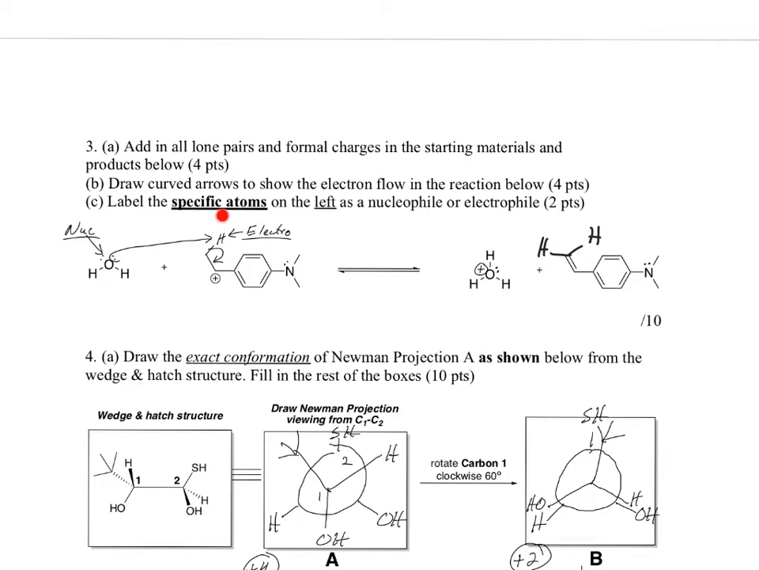And then it asks for specific atoms on the left as nucleophile or electrophile. Again, nucleophile is electron rich, so that's the oxygen. That's where your arrows start. Where your arrows end up is that hydrogen. So that's considered the electrophile. It's electron deficient. And that's where those things would be.